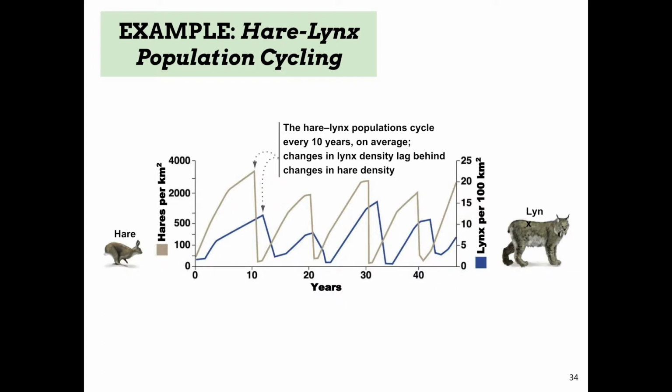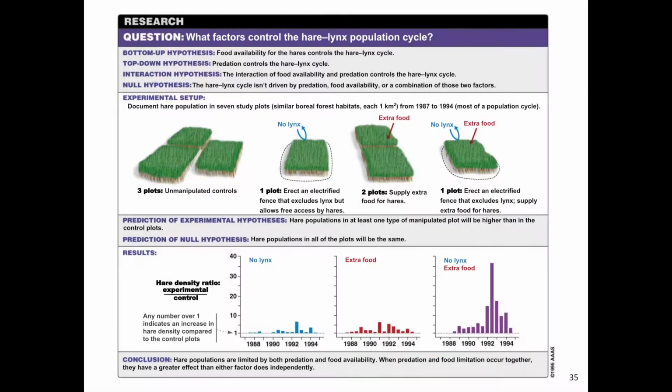This cycle could be controlled by intra-specific competition for food or inter-specific interactions, or it could be an interaction of both. And so there was a study that was done in order to test this and see exactly what was going on, and that is right here. I already described the process, so I'm just going to skip over this slide, but you can pause it and read the information if you'd like.